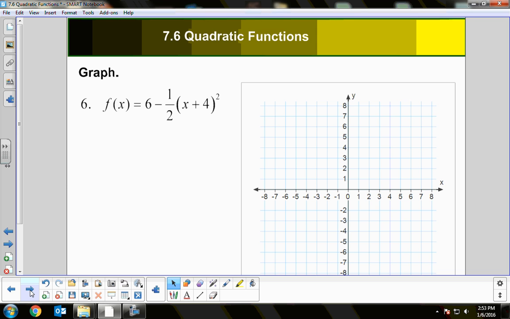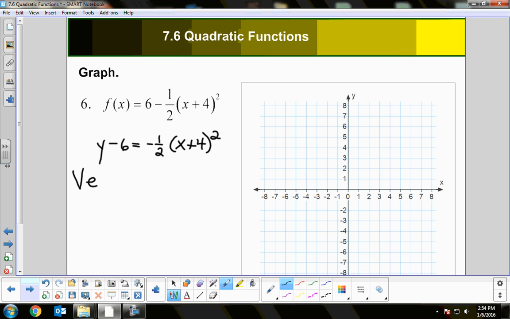So let's rehearse this one. Okay, this is not the general form. It looks somewhat like our completed square form or vertex form. So let's replace that f of x with y, subtract 6 from both sides, and look what I get. Gosh, this looks just like, and in fact is, the vertex form of a quadratic. And so from here, I can identify my vertex. So my vertex is -4, 6.